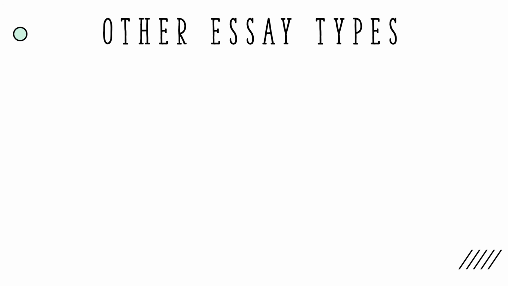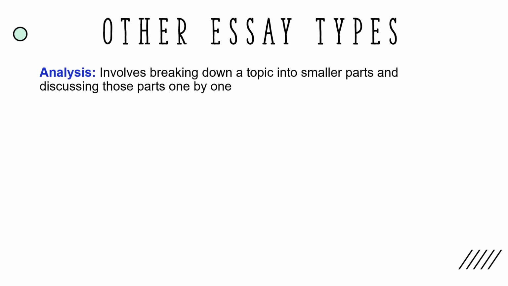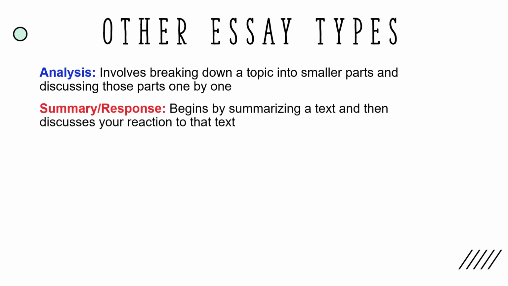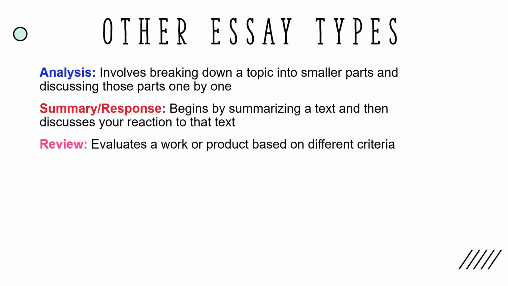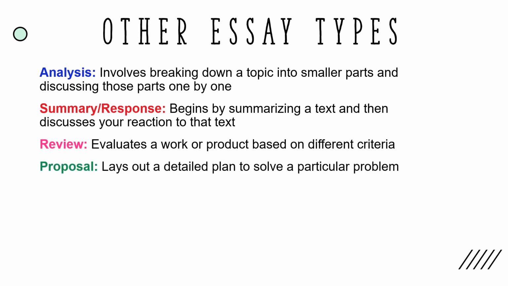There are several other types of essays you can write in addition to these examples. An analysis involves breaking down a topic into smaller parts and discussing those parts one by one. A summary response essay begins by summarizing a text and then discusses your reaction to that text. A review evaluates a work or a product based on different criteria, and a proposal lays out a detailed plan to solve a particular problem.